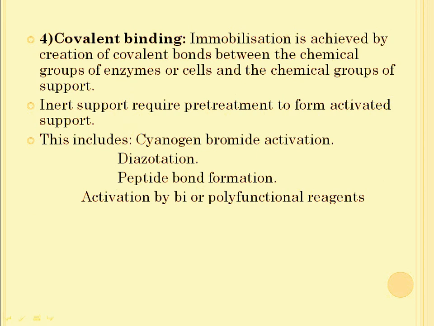The fourth method is covalent binding, in which the immobilization is achieved by creation of covalent bonds between the chemical group of enzymes or cells and the chemical group of the support. So the support is bound to the enzymes or cells by a covalent bond. The inert support requires pre-treatment to form an activated support so that it can form the covalent bonding.